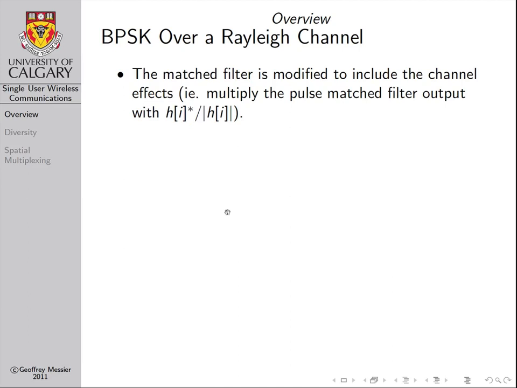Now, we do a little bit extra in this derivation. Rather than just multiplying by the conjugate of h, we also normalize by the magnitude of h. The reason we normalize by this magnitude is essentially to simplify the derivation. It doesn't in any way change the performance of the match filter for better or for worse, and we've seen that in our discussion of basic communication systems. If you scale the output of a match filter by any constant value, you don't really change the performance.